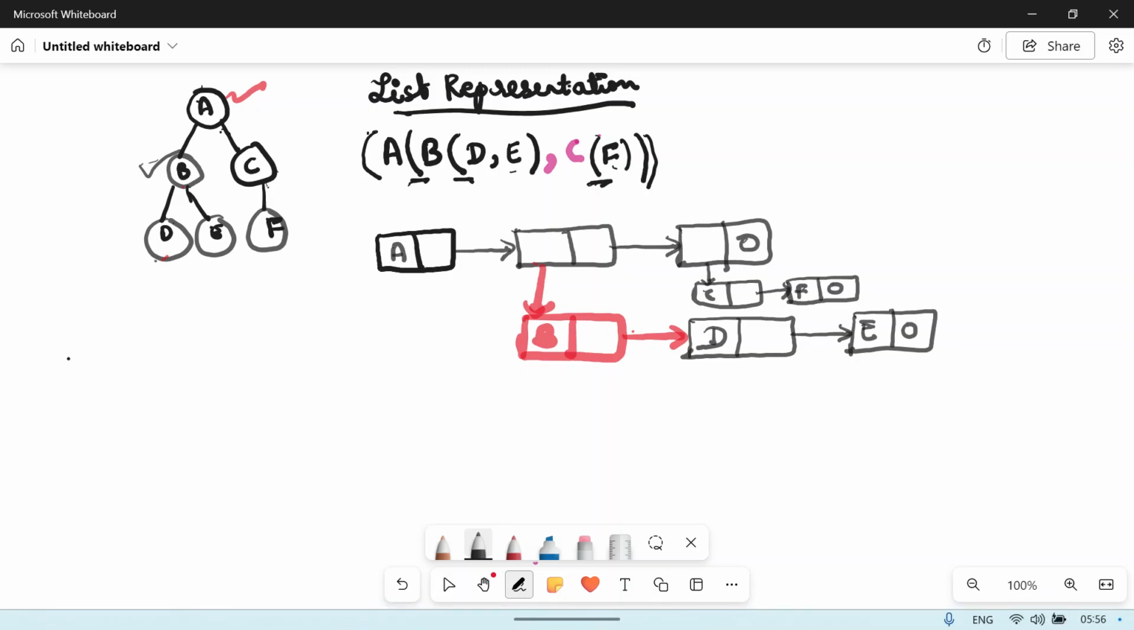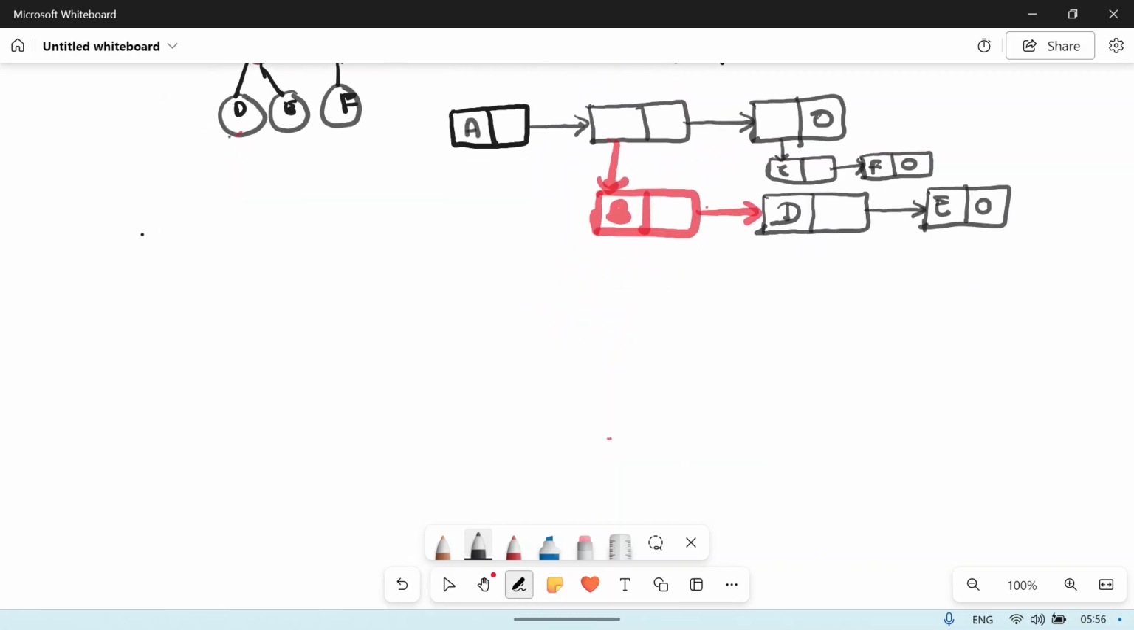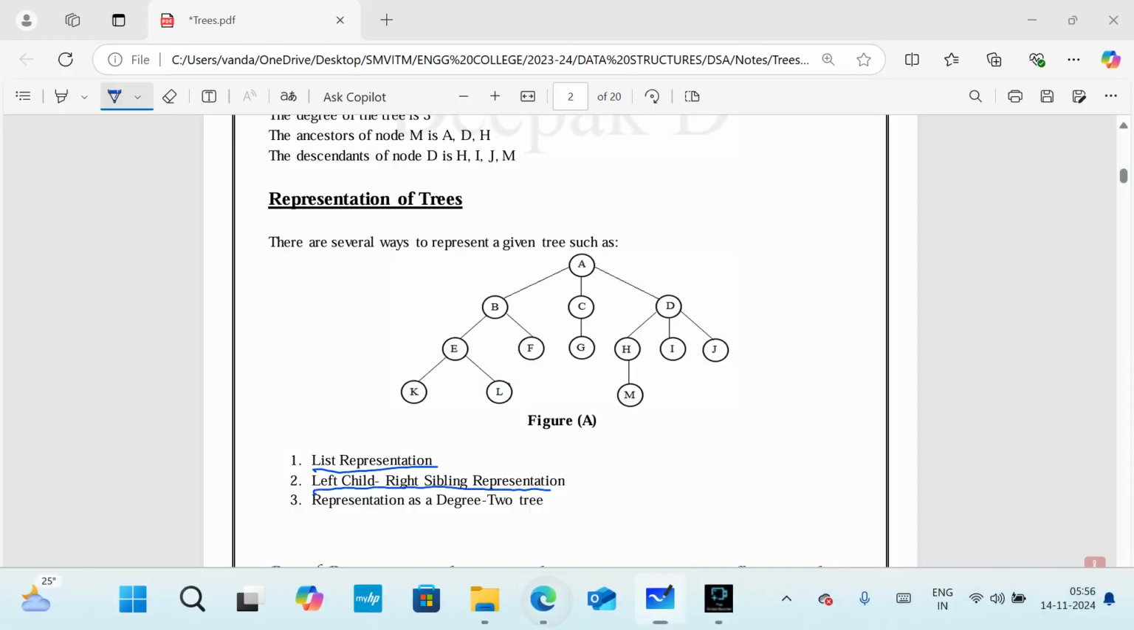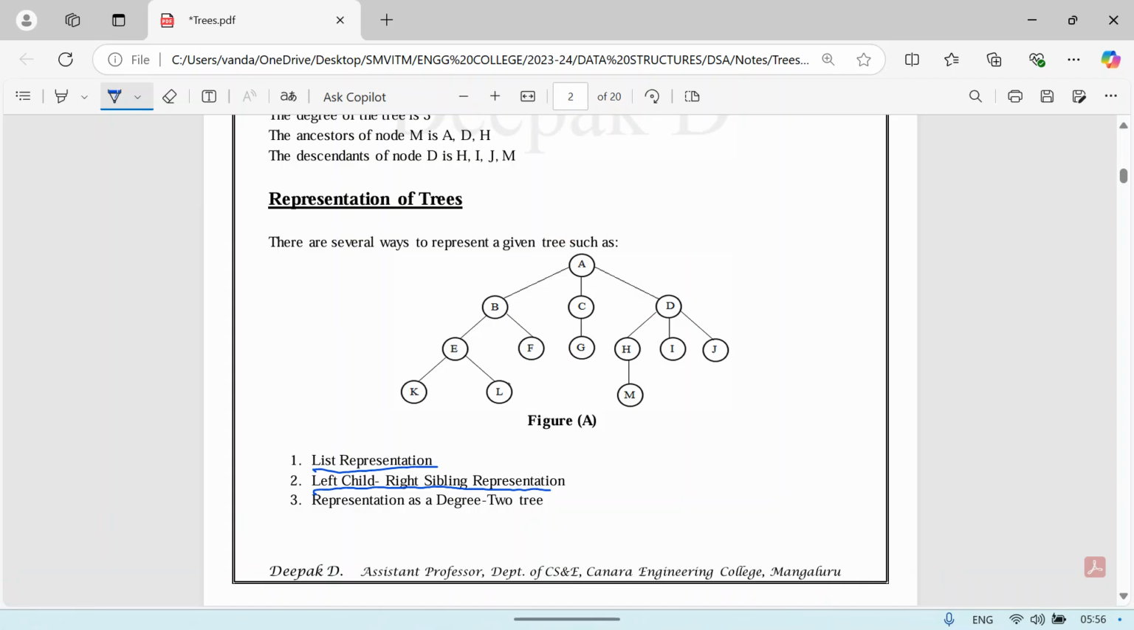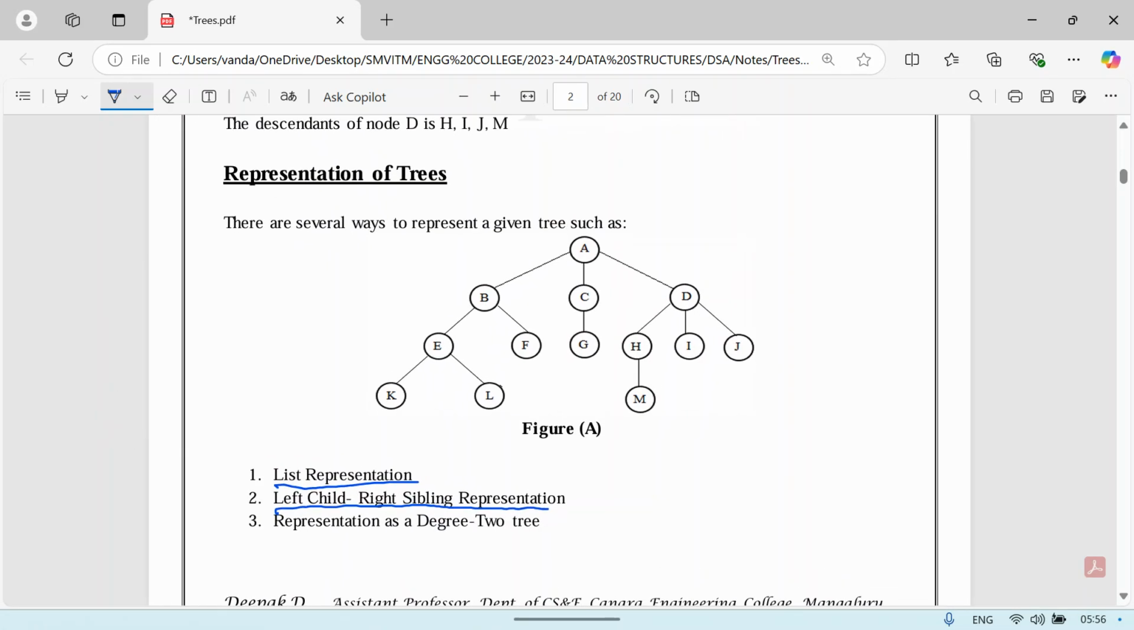Let me do one more. I think in the example also we have, right? So for this one, let me do the list representation. First is A. Then I will write its child B. Check if B is having child nodes. Yes, B is having child nodes. So write a bracket. Write its left child first, E.